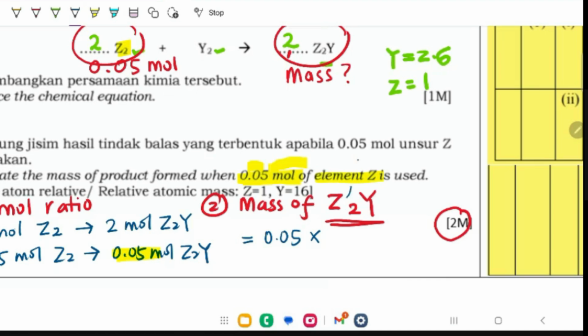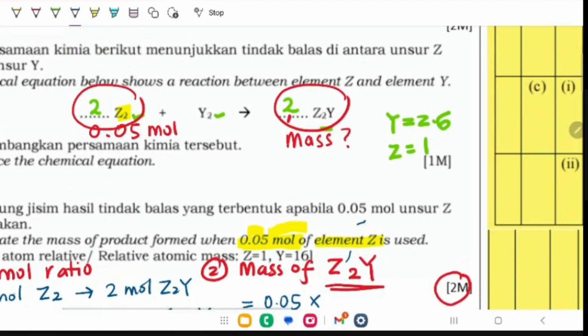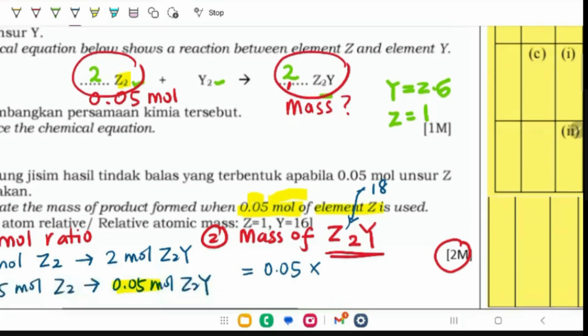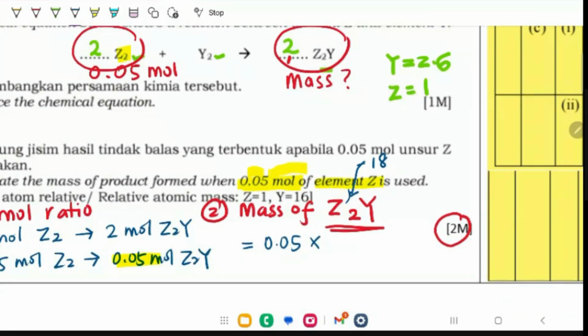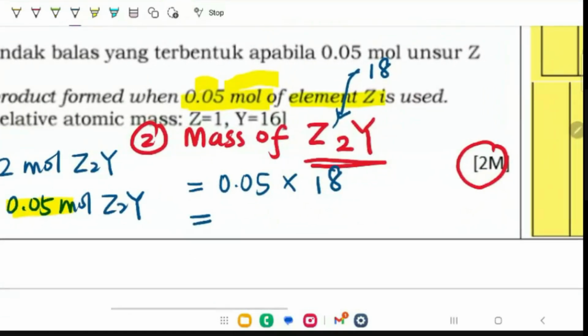Z2Y, what is the molar mass? 17. Z2Y, yeah, 17. Z2, so it should be 18, eh? So 18. Z got 2, right? 1 times 2, so 18. So what do you get? 1.6 gram. So 2 marks.